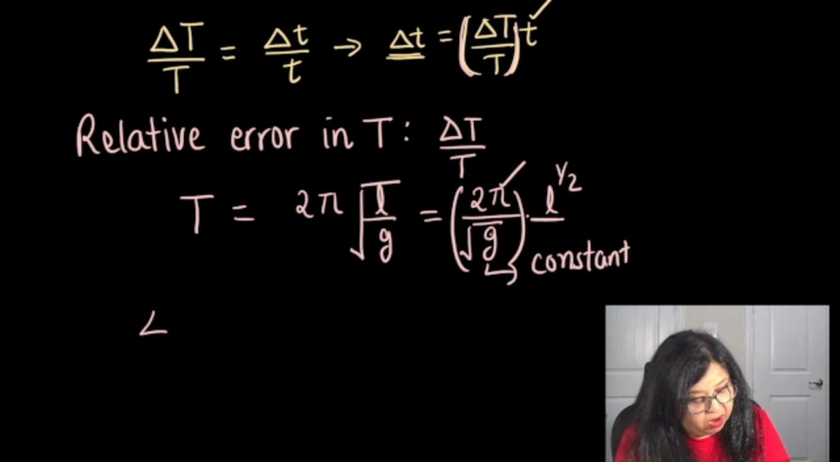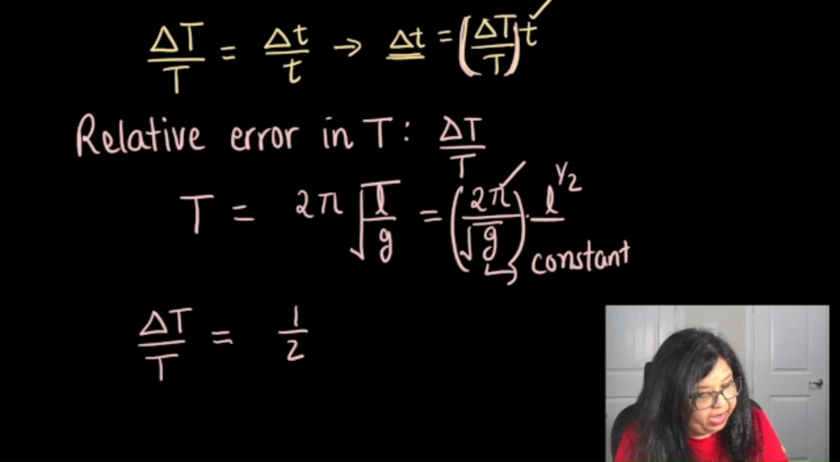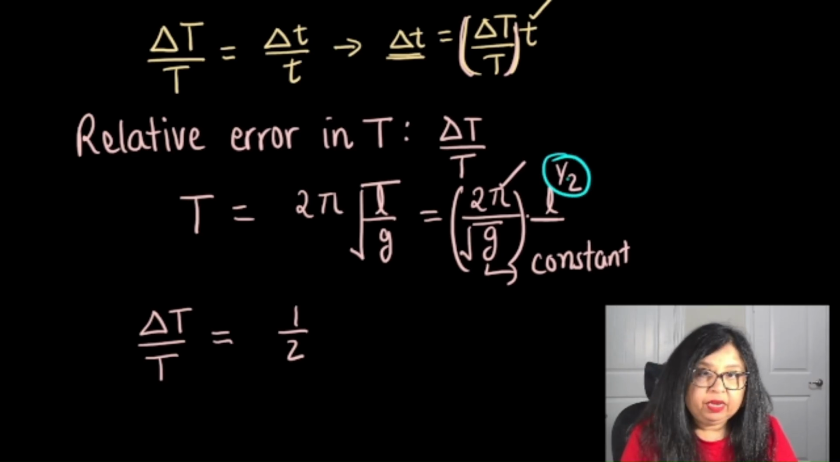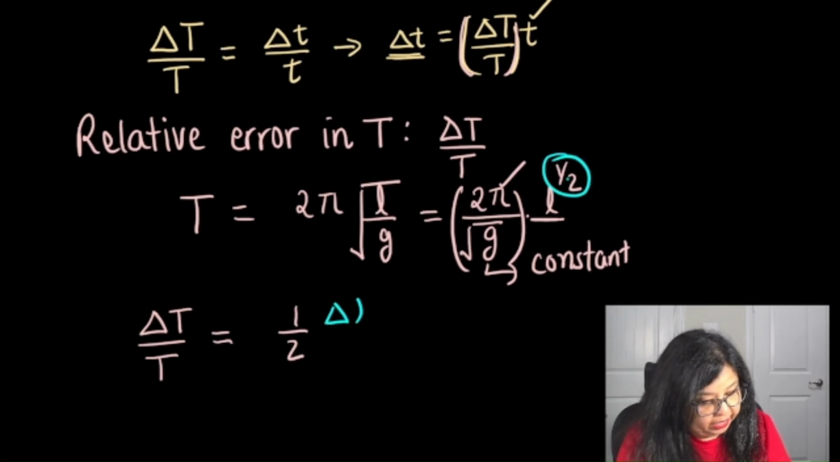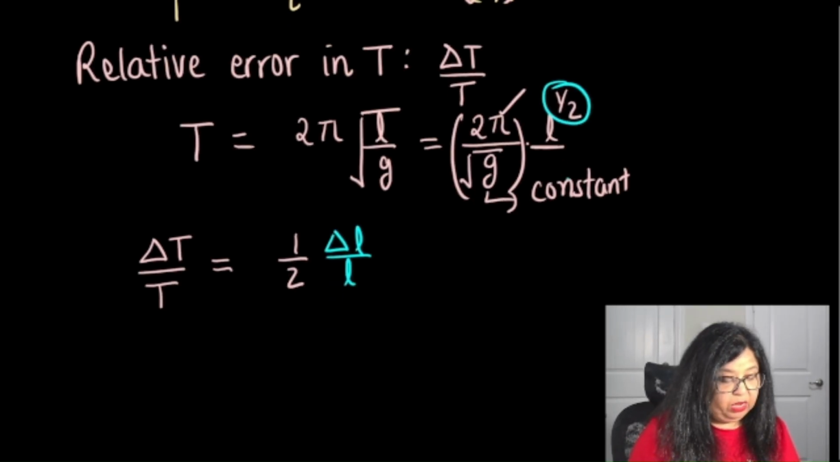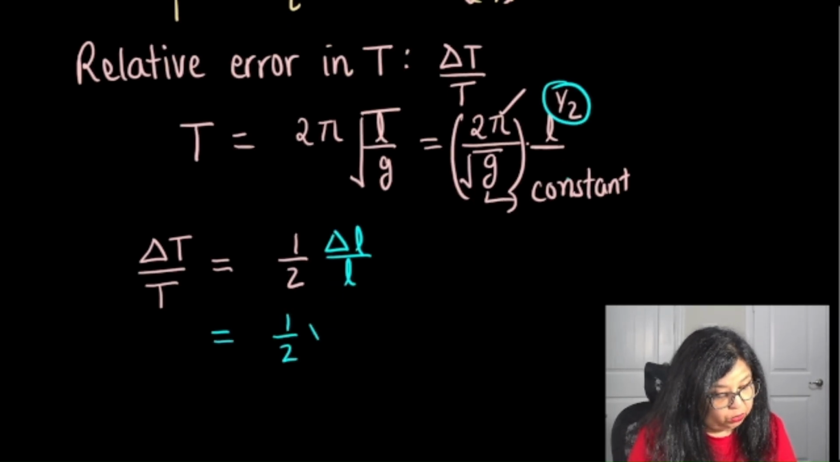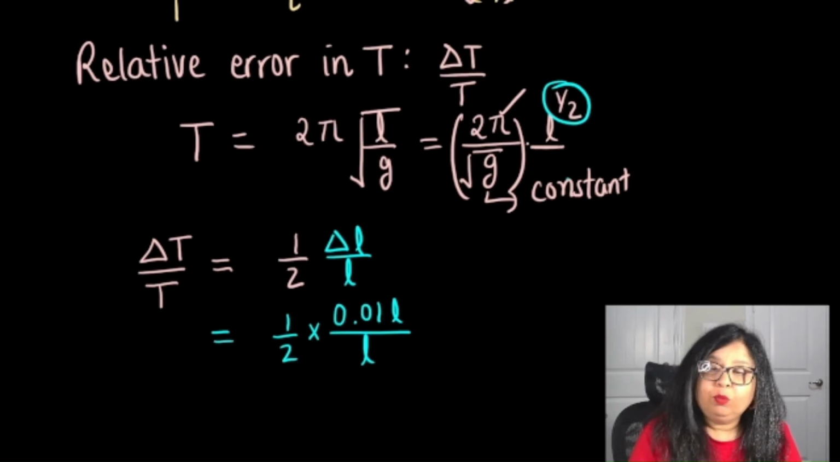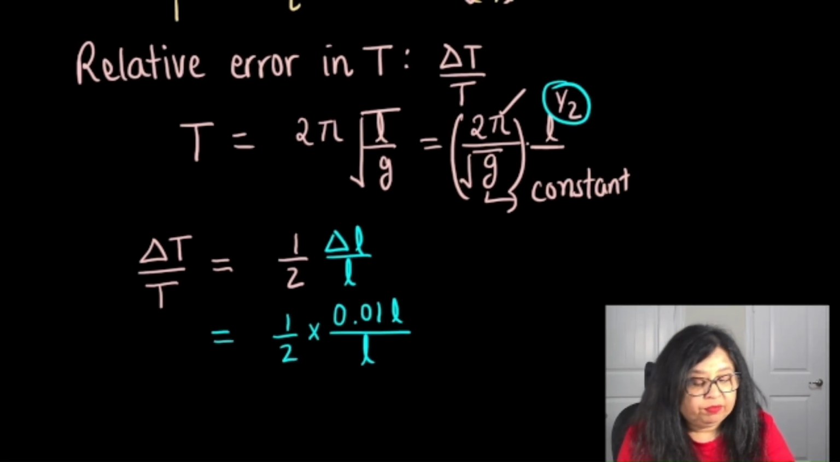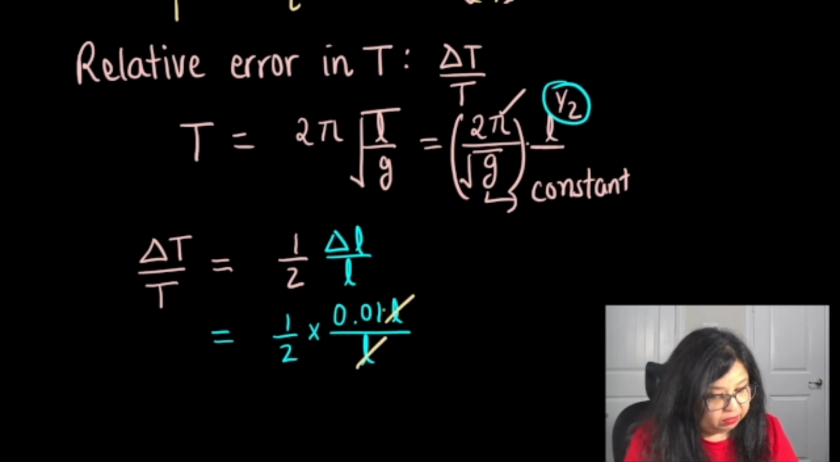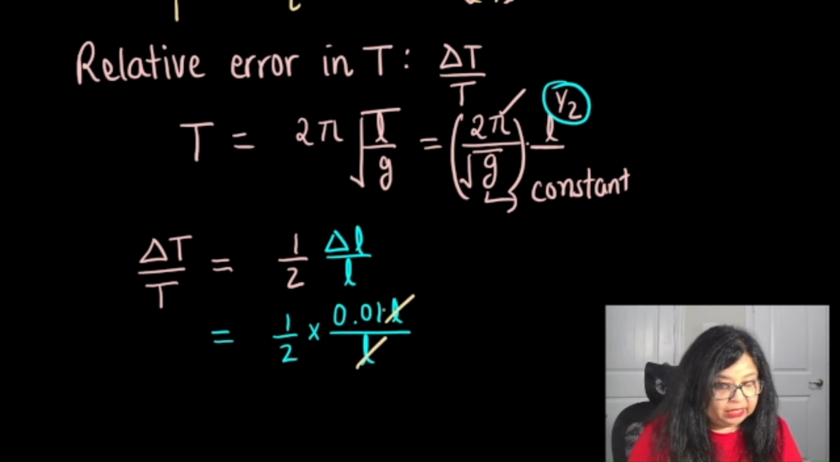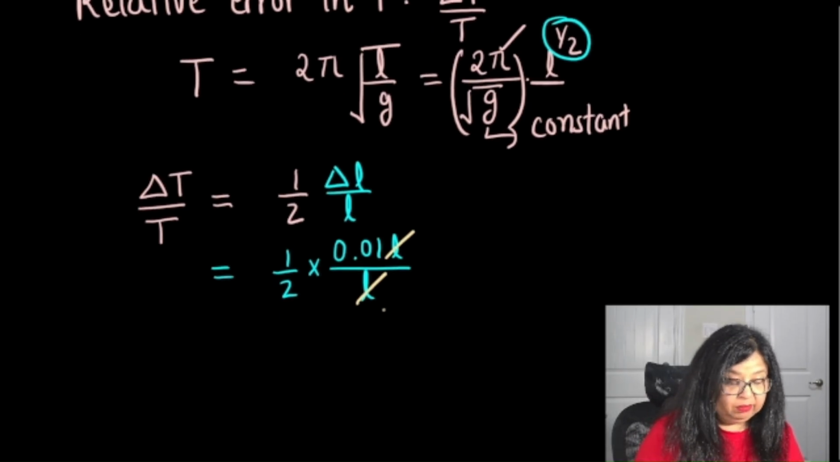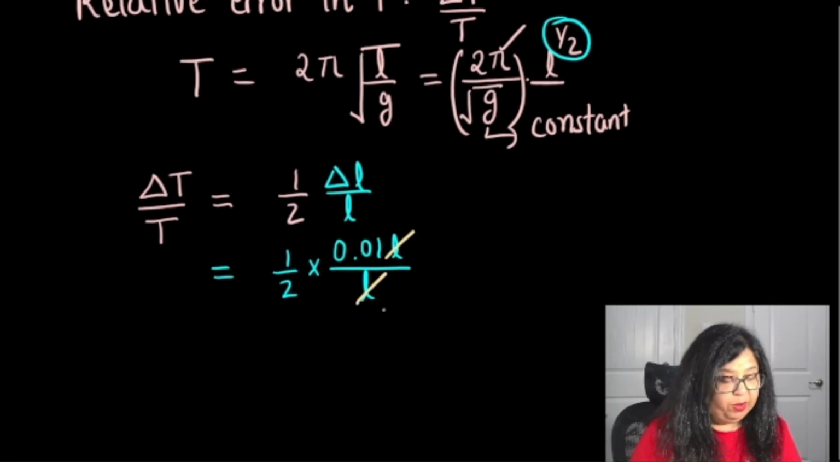Based on that, when I write down the relative error in the time period T, what do I get? 1/2 coming from over here times delta L over L. Do I know the value of delta L? Sure do. 0.01 L, when L is just L. That's why I was saying we do not need to know the numerical value of the length of the pendulum. Why? Because it just cancels out. So delta T over T, both uppercase, equals what? 0.01 divided by 2.